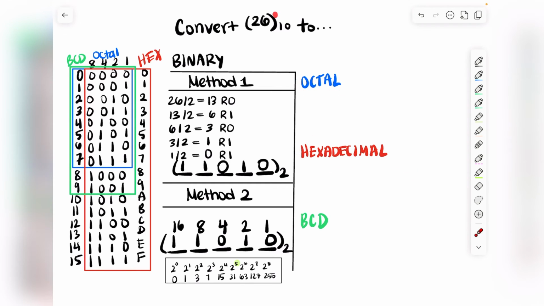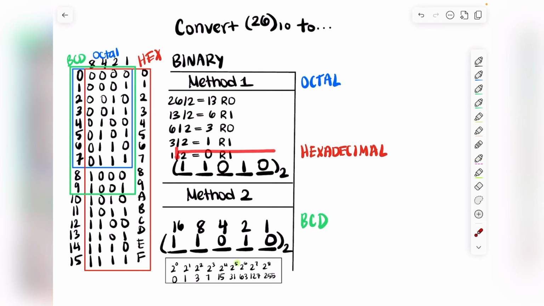So they want me to convert 26 to octal and hexadecimal. But 26 is a decimal number. It's in base 10. So I need to convert it to binary. Whatever in the world they want me to convert from, it needs to be binary because that's what this is based on here. And luckily for us, we already know what 26 in binary is: 11010.